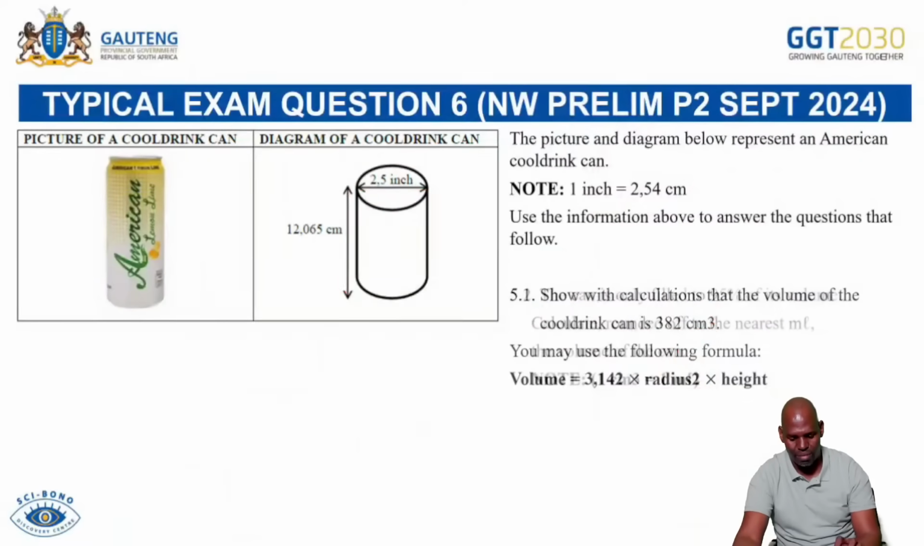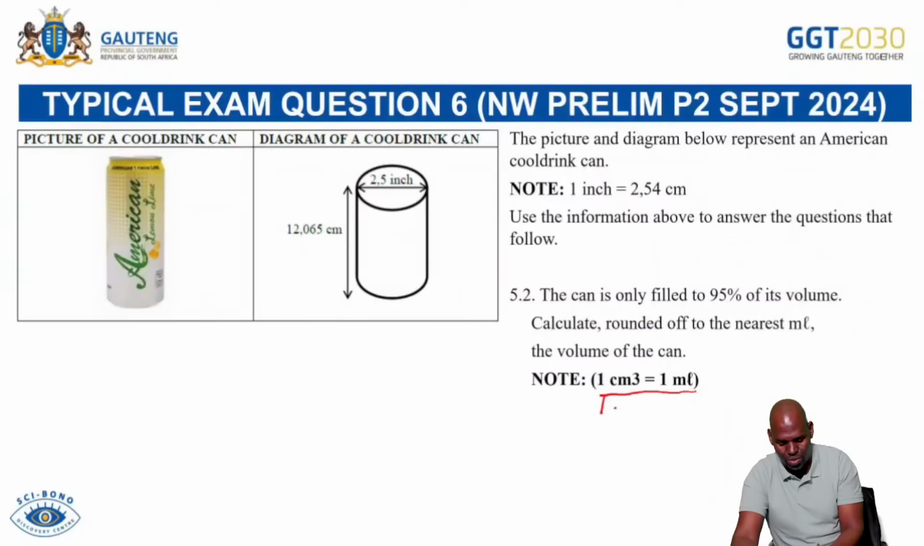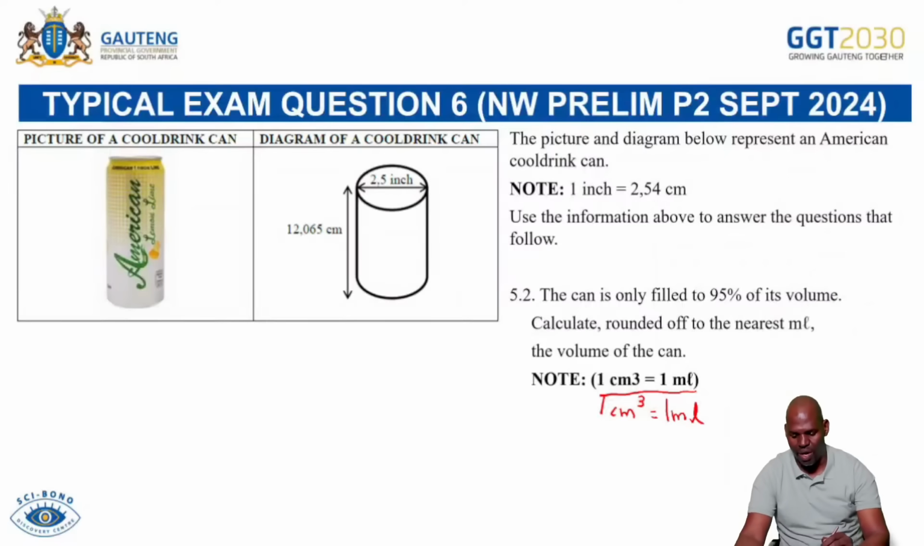Okay, then the next question, it's the can is only filled to 95% of its volume. Calculate, rounded up to the nearest milliliter, the volume of the can. Then again, they say note. So that means this is the conversion factor. Our conversion factor must also be 1 cubic centimeter is equals to 1 milliliter. So it means we need to convert that volume to milliliters, but it must only be 95%.